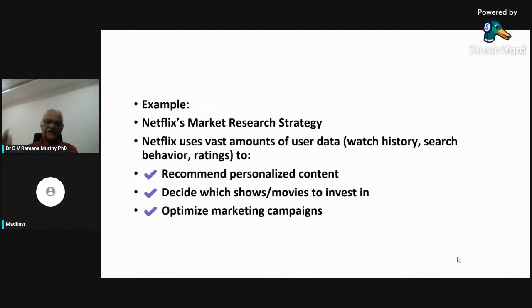So from the producers, they have to buy the movie and then play it, and they stream it on their OTT platforms. So they should also know what type of movies to invest in, to buy from the producers of the movies, and then stream on an OTT platform. How to optimize marketing campaigns and all that, they will be taking decisions completely data based.